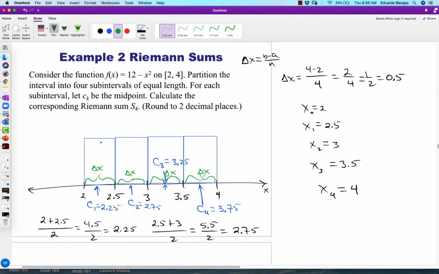But the heights are unknown at this point, right? We haven't calculated them yet. So I'm not really sure how tall they're supposed to be. So this direction might change up and down depending on the value. And how we're going to figure that out is that this height has to be determined by the C sub 1 value. The height is going to be f of C sub 1, which in this case is f of 2.25, right? And that's how we'll figure out the area of that first rectangle, and then we do the same thing for all the others. Okay, so let's write down the summation.